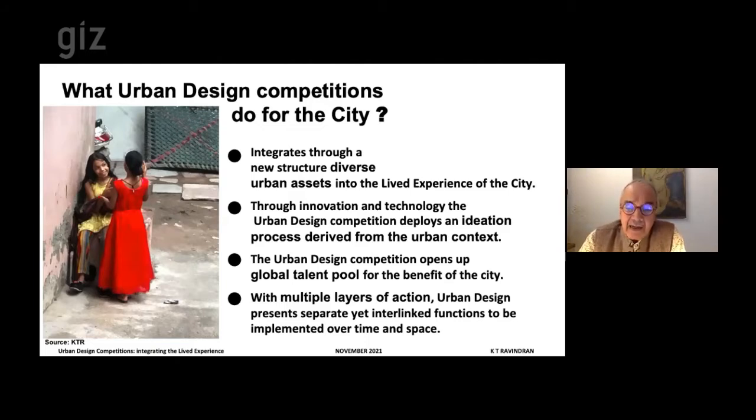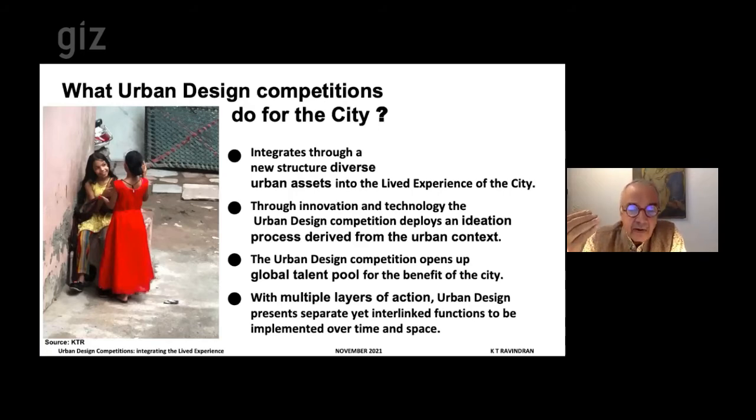Now, with multiple layers of action, urban design presents separate yet interlinked functions to be implemented over time and space. I must explain this. For instance, you have multiple layers of action. You have social action that's required. You have organizational action. You have administrative action. You have action connected with various strategies of taxing and fund collection. You have strategies for participatory development. You have participation from private players, regulatory roles for the government, or a participatory role for the government. And they are all interlinked in such a way in an urban design scheme that it can be implemented not in one shot or in one sequence, but in multiple spaces at multiple times.